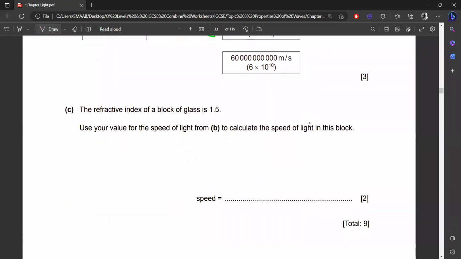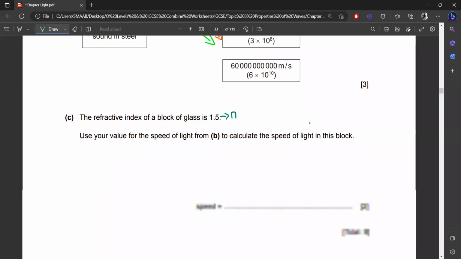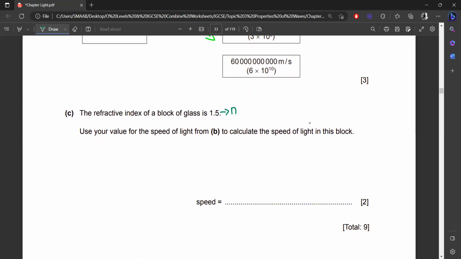And the refractive index for the block of glass is 1.5. Use your value for the speed of light from B to calculate the speed of light in the block. So it would be the speed of light in vacuum divided by the speed of light in the medium. Yes, so we already have a value of the refractive index, right? So this is the refractive index, and we use the value for the speed of light from B to calculate the speed of light in this block. We already have the value of the speed of light in air, and for the speed of light in the medium, what is the formula?